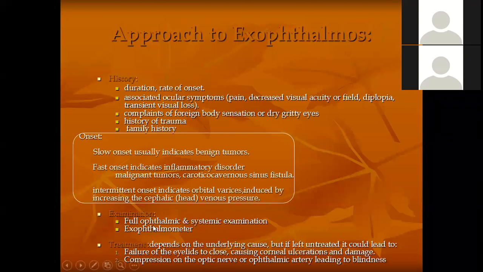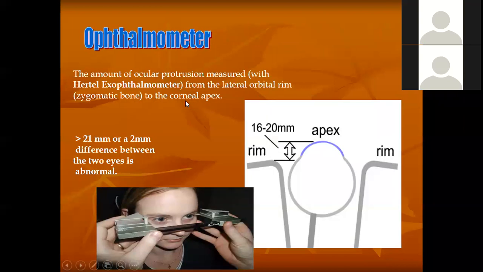Then on examination, the main tool to measure the protrusion of the eyeball is the exophthalmometer. Okay, this is a tool. This is like a scale. If you don't have an exophthalmometer, you can very easily measure the protrusion of the eyeball with the help of a simple scale. Let me show you the picture. Yes, this is the exophthalmometer.